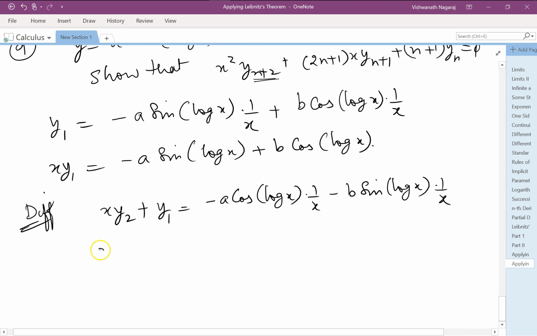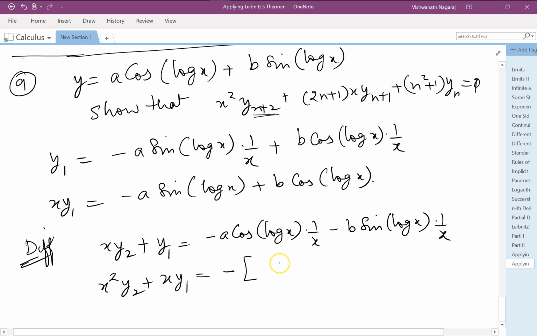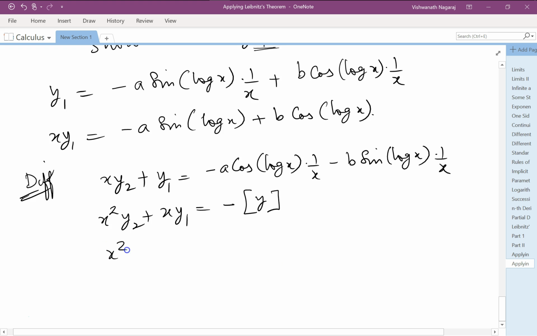Again we bring x to this side, so it becomes x square y2 plus xy1 equal to, let's bring minus out. So if we take out minus, we are left with cos log x plus sine log x, and a and b are also there. So this is nothing but y. So we can bring it to this side: x square y2 plus xy1 plus y equal to 0.